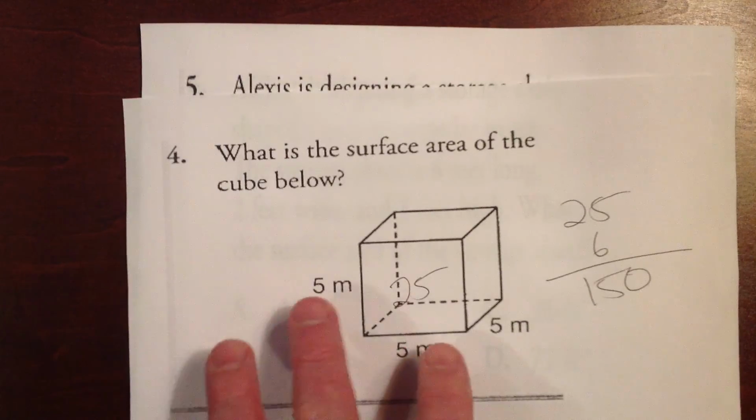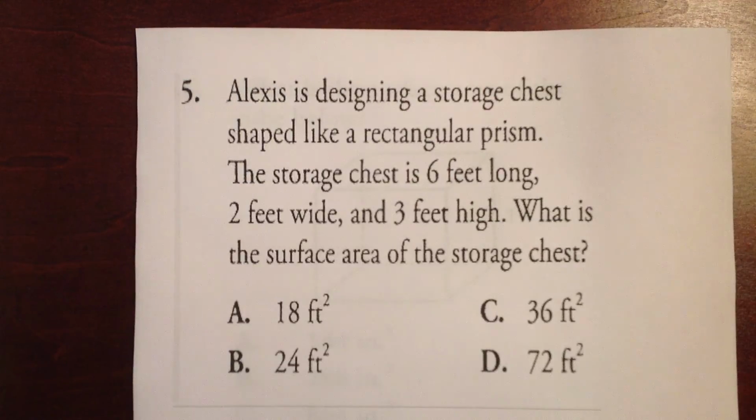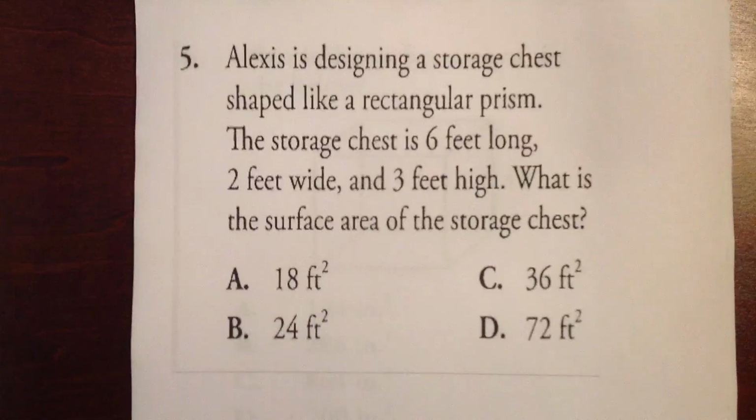The good news, when you have a cube like this, you have the same surface area on each side. So all you have to do is figure out one of them, and you can multiply them by 6. Not so easy with the rectangular ones, and then so on and so forth.